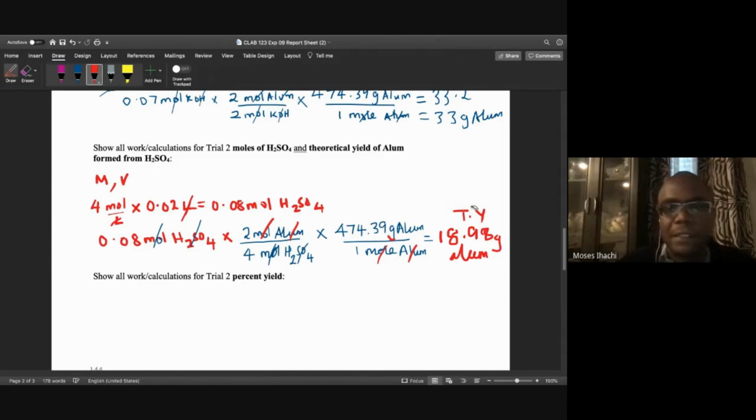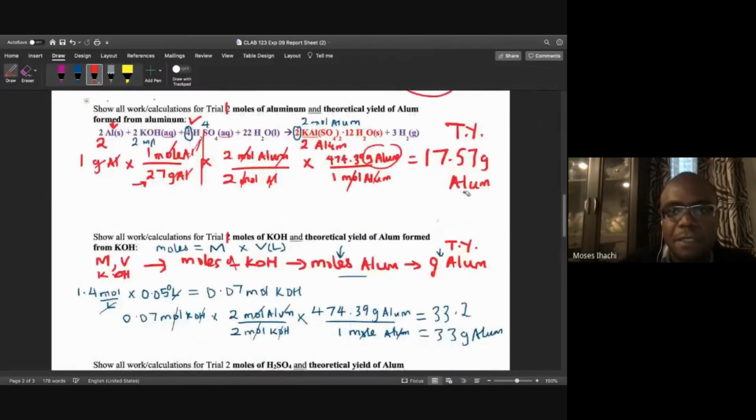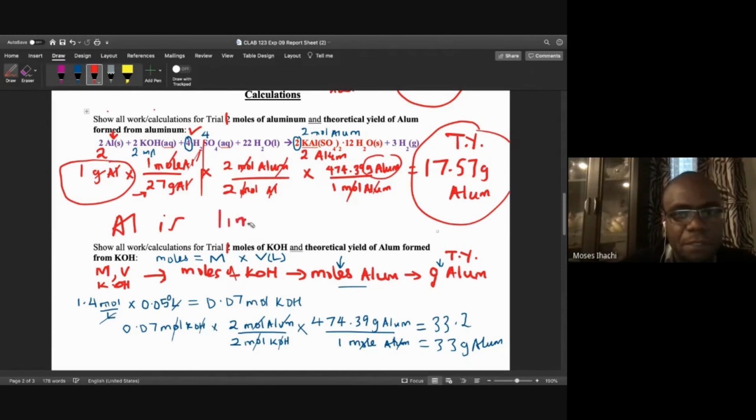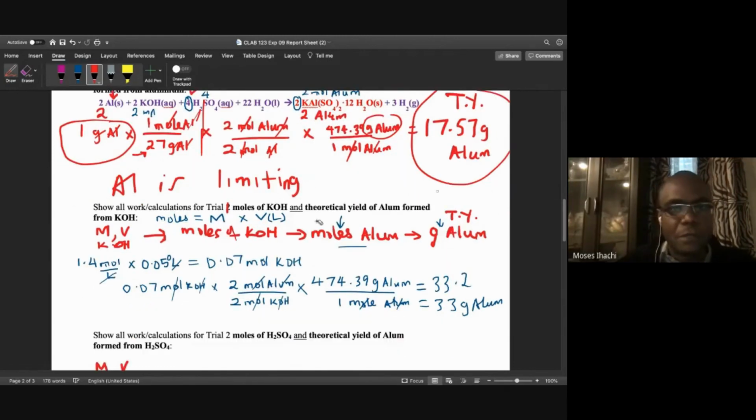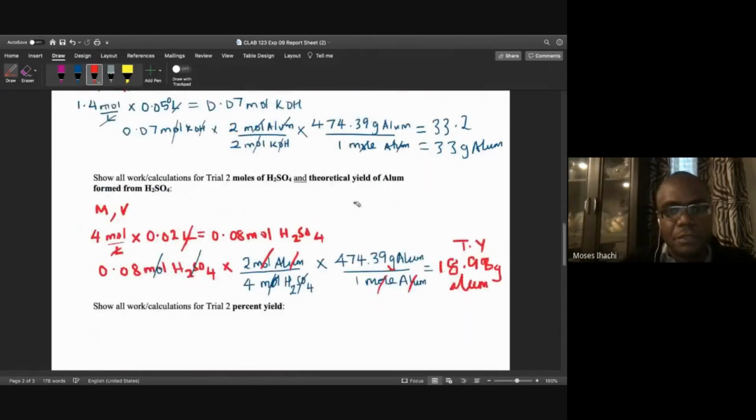Now let's compare the 3 guys. I have 18.98, 33 grams, and 17. So 17 is the least, which means that aluminum will be the limiting reactant because it gives you the least amount of product as per the definition of limiting reactant. So aluminum is limiting you in terms of how much you can get from the reaction. So it's the limiting reactant.